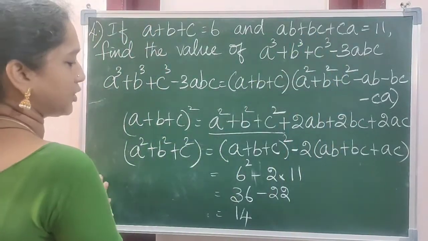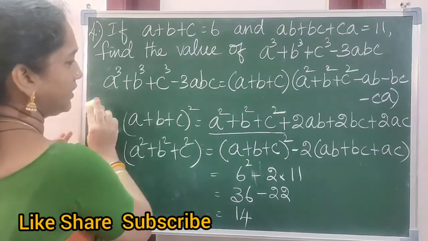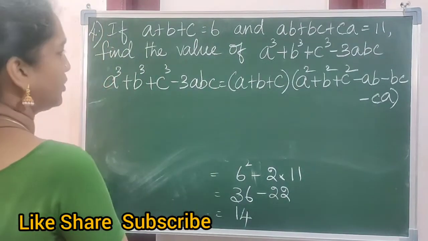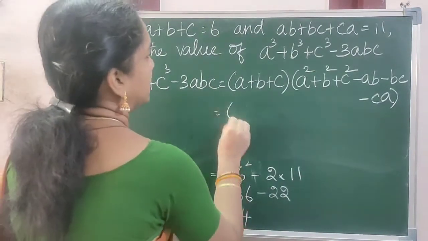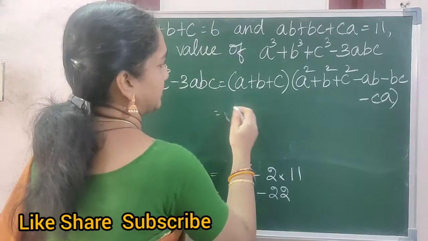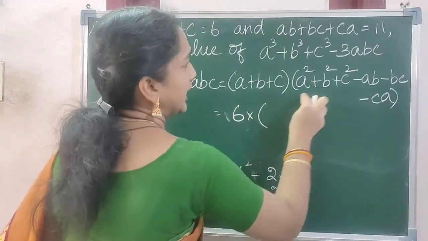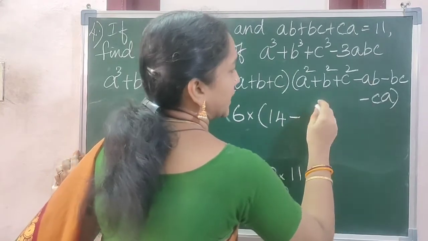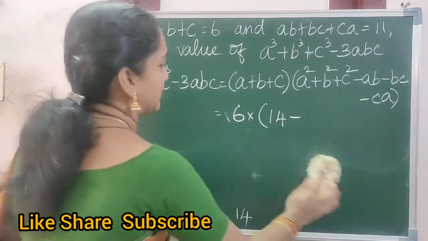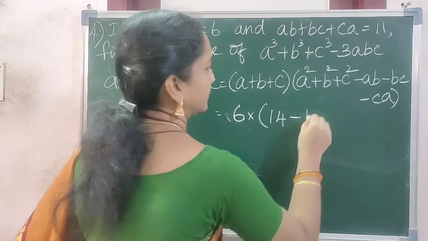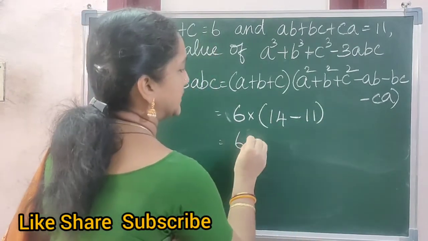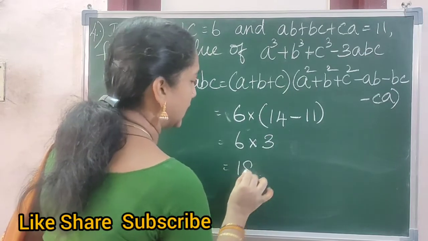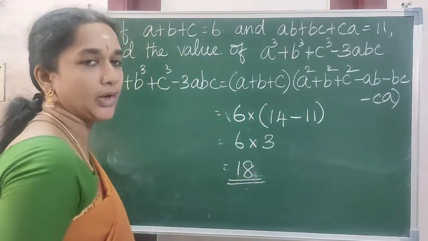Now, we will substitute it in this. So, a plus b plus c is 6 into a squared plus b squared plus c squared, which is 14, minus the ab plus bc plus ca value, which is 11. So this is 6 into 14 minus 11, which is 3. So 6 3s are 18. So this is how you have to do.